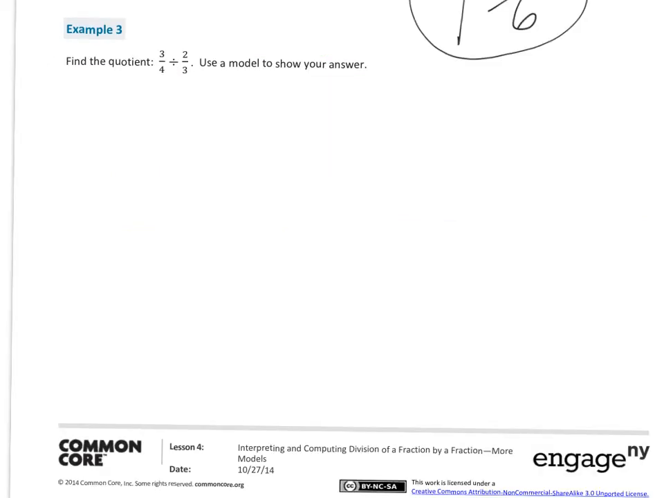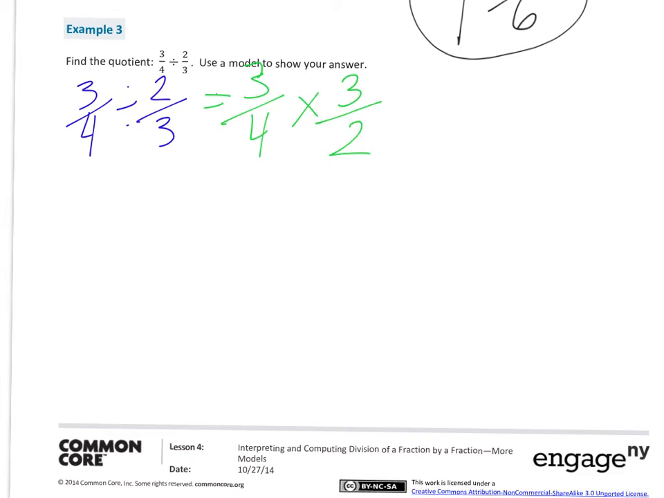All right, I'm going to show you guys how to cheat on these problems, but you are still going to be required to use models to show your answers. So I'm going to show you the cheater way, and then I'm going to show you how you still need to draw it. So to find the quotient, we have 3/4 divided by 2/3. Well, 3/4 divided by 2/3 is the same as 3/4 multiplied by 3/2. See what I did? I took this guy and I flipped it. You only flip the second fraction.